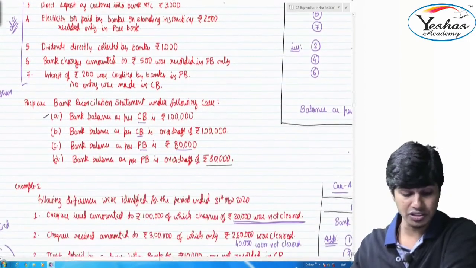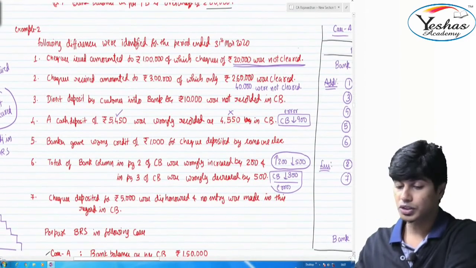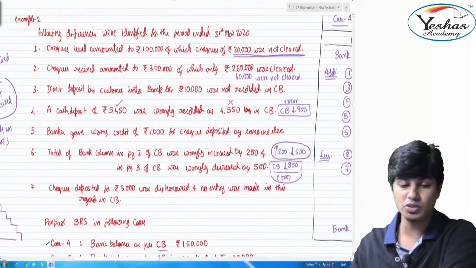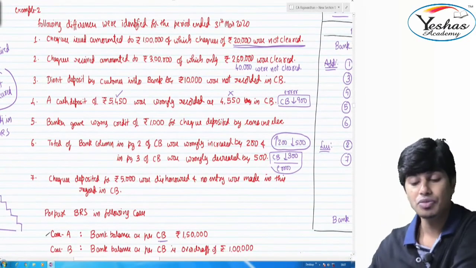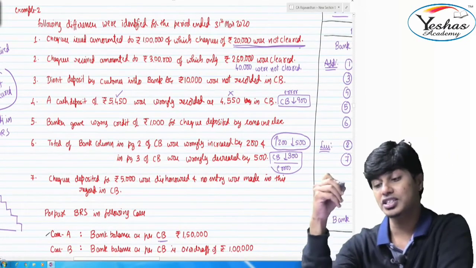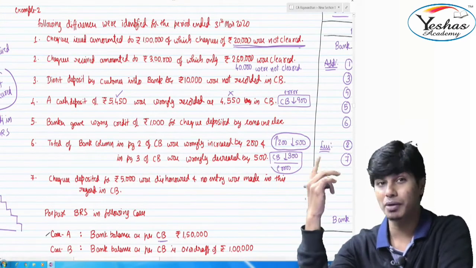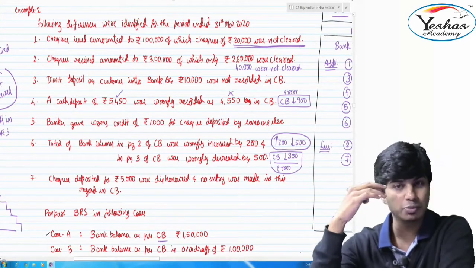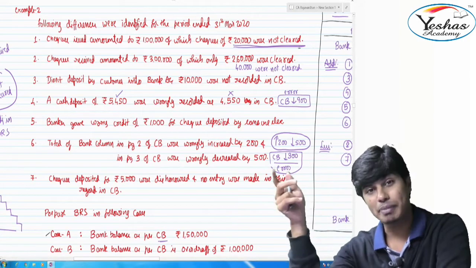Second one was a more interesting case. The questions, the adjustments were not straight on the face. The adjustments were a little tricky. So what is the tricky part? They told us checks issued and checks cleared. We are supposed to find the checks uncleared part and then do it. And a few errors in the cash book were given. And errors in the passbook were also given to us.